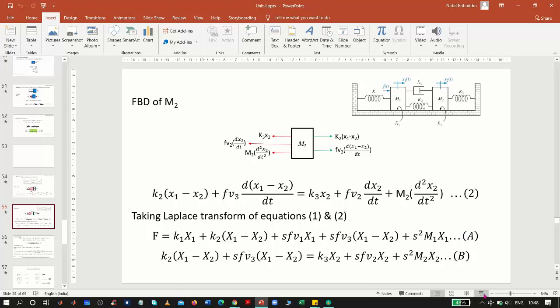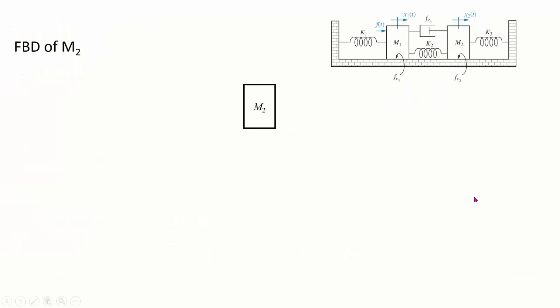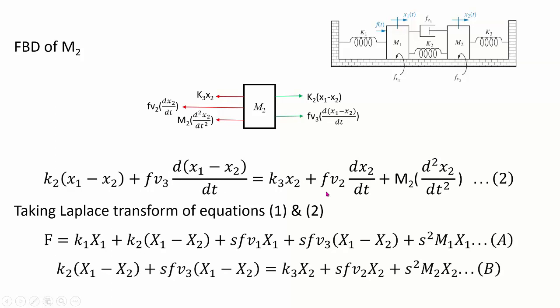Now likewise for equation 2, if you take the Laplace transform of equation 2, you get k2 times capital X1 minus X2 written over here, and this becomes s times FV3 times capital X1 minus X2 equal to k3 X2 plus s FV2 X2 plus s square m2 X2. So this is equation B.